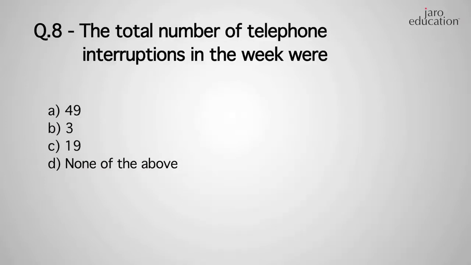What was the total number of telephone interruptions in the week? Was it 49, 3 or 19, or none of them? So if you see the total number of interruptions here, it clearly says it's 49 on the last row, last column, and so the answer is A, 49.